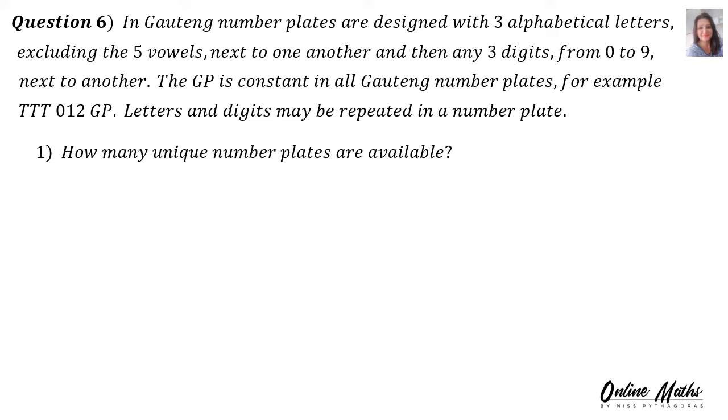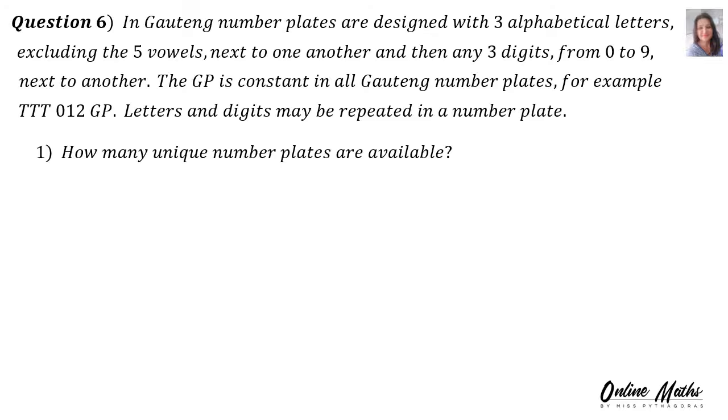Question 6. In Gauteng, number plates are designed with 3 alphabetical letters, excluding the 5 vowels, next to one another, and then any 3 digits from 0 to 9 next to each other. The GP is constant in all Gauteng number plates. For example, TTT012GP. Letters and digits may be repeated in a number plate.